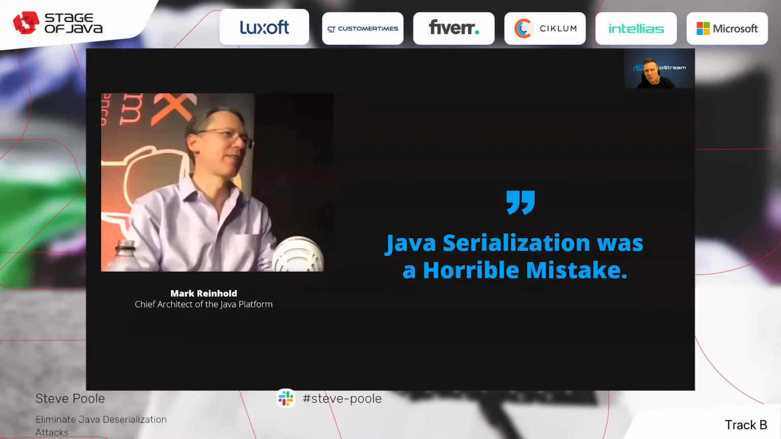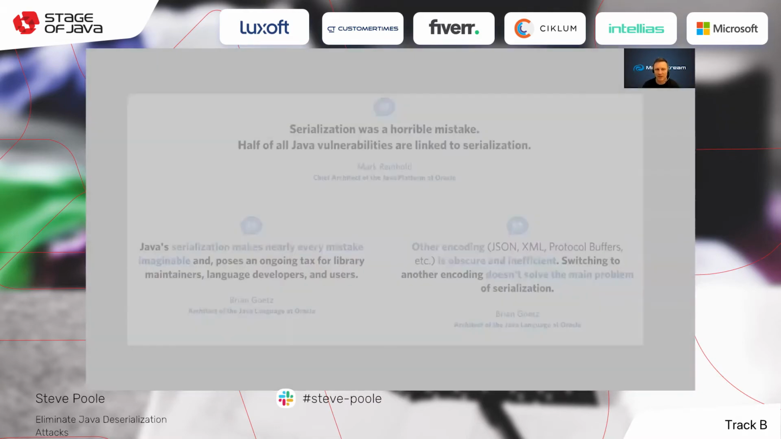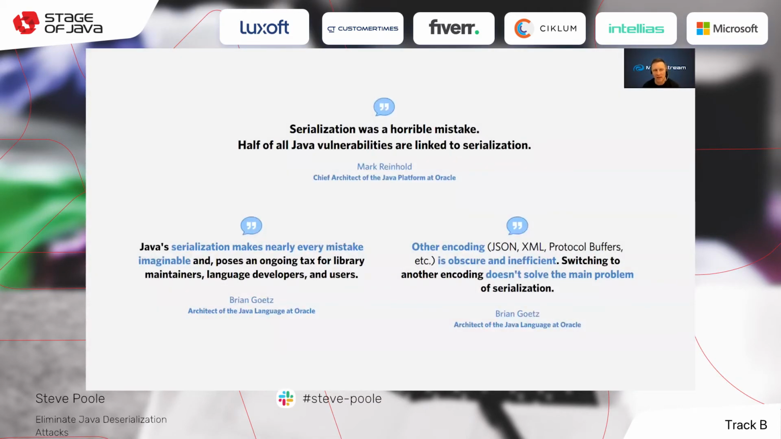All right, Mark Reinhold, the chief architect of the Java platform, said Java serialization was a horrible mistake. And yeah, we have learned why this is really true. And Brian Goetz, the architect of the Java language at Oracle, said serialization makes nearly every mistake imaginable, and other encoding, like XML or JSON, is obscure and inefficient. Switching to another encoding does not solve the main problem of serialization.